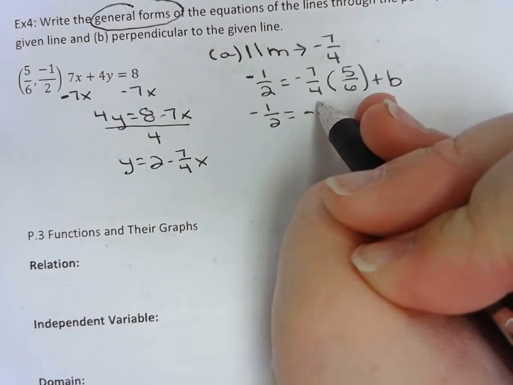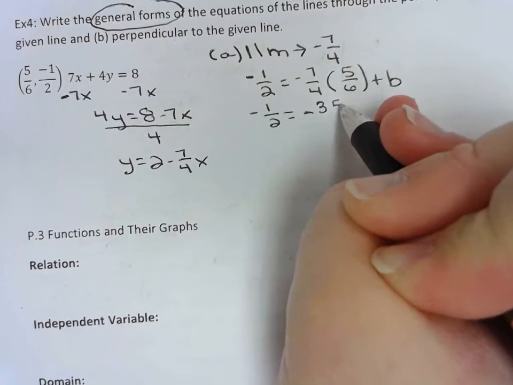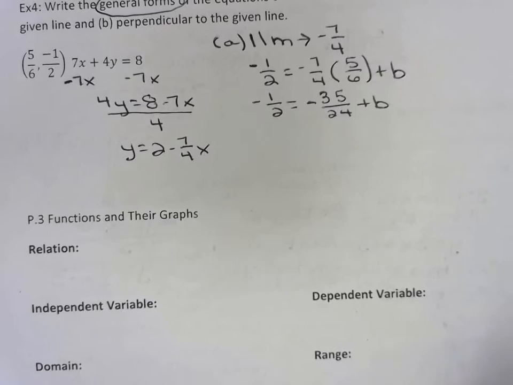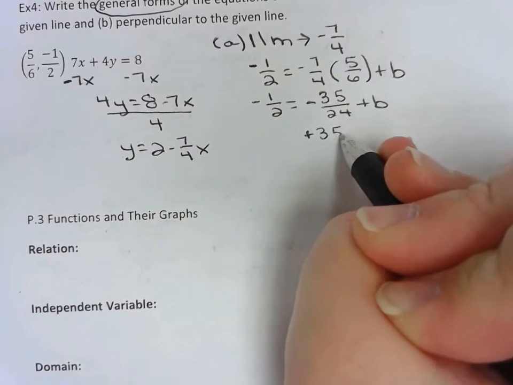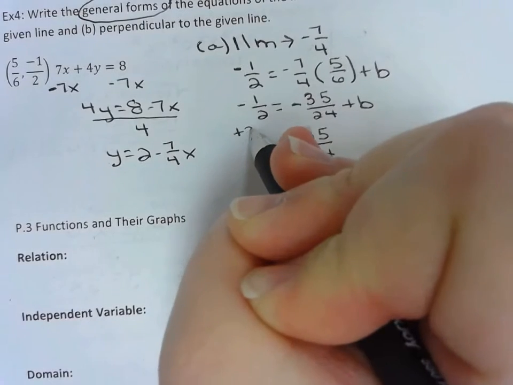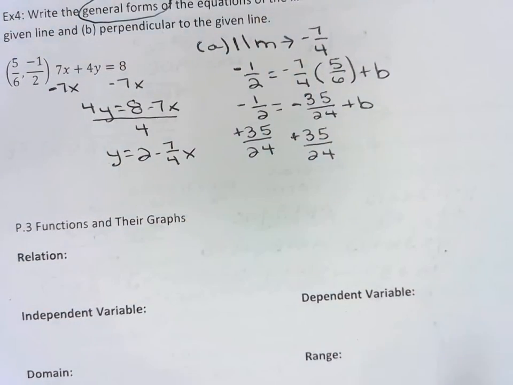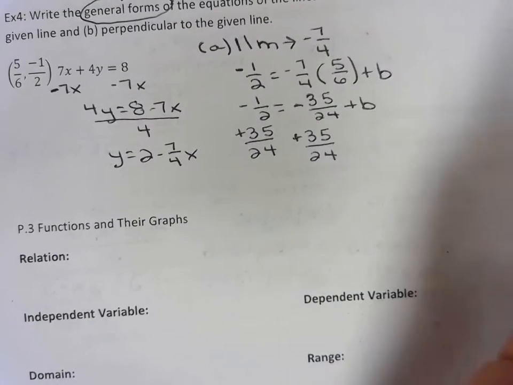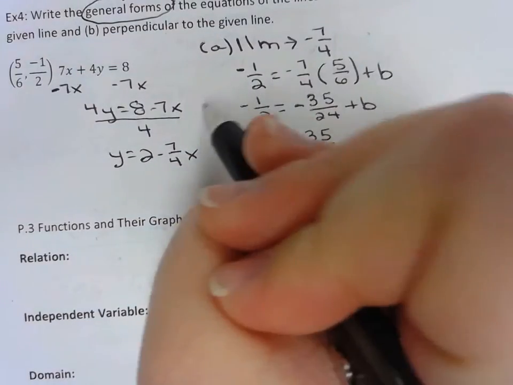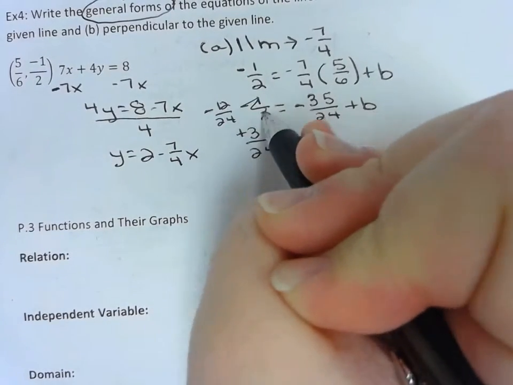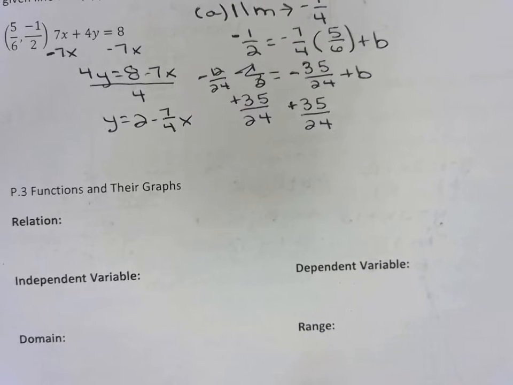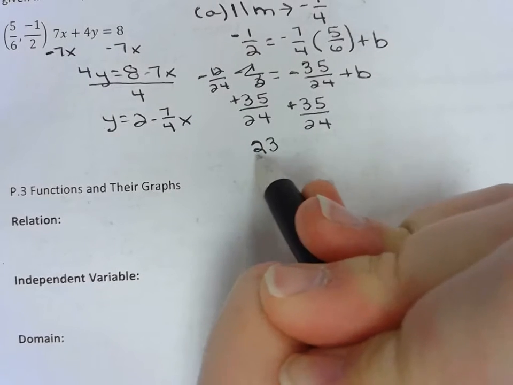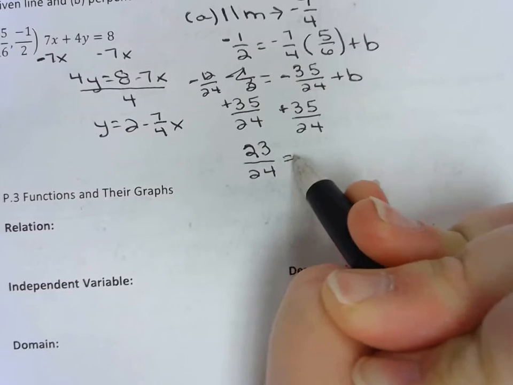negative 35 over 24 plus b. Add 35/24 to both sides. I'm adding fractions, so I need a common denominator. So negative 1/2 is the same as negative 12/24. Now they have common denominators, so I can just add the tops. Negative 12 plus 35, 23 over 24 equals b.